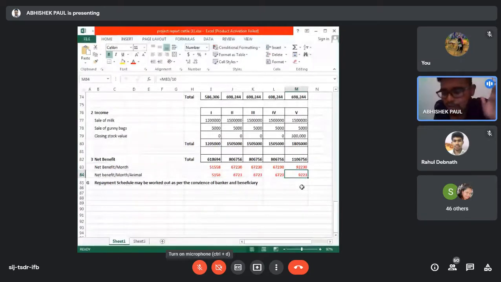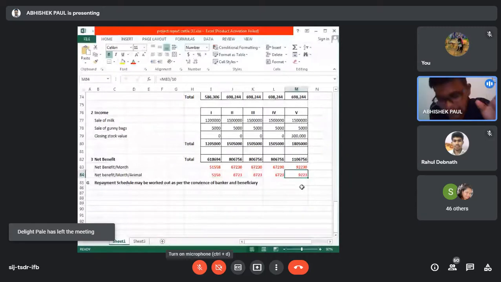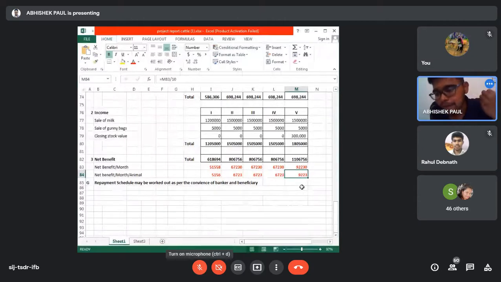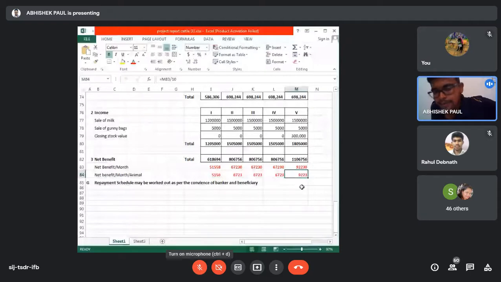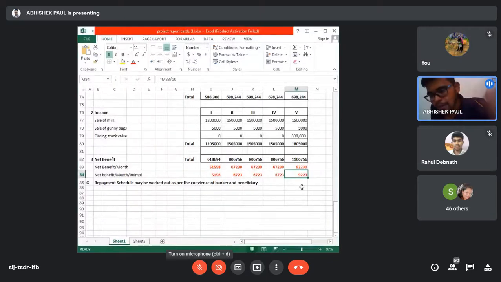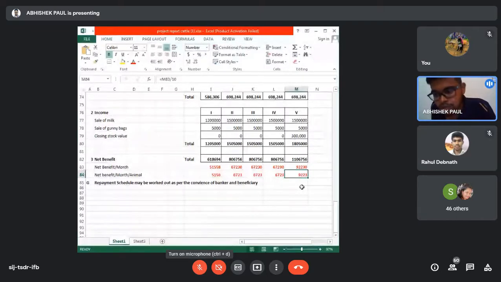Then only you will be able to tell a farmer that by rearing a cow, one can generate 5,000 rupees per animal based on the locality. So it depends. In Punjab, one farmer is earning more than 10-20,000 rupees per individual cow, but it may not be the same in the northeast region, because of the variability of the feed cost and labor charges. So that's why you need to learn how to make the project.